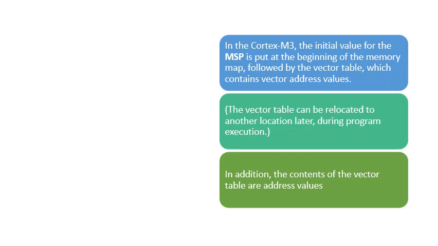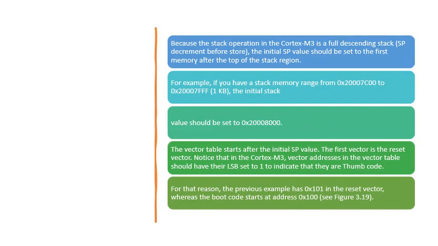The initial value of the MSP is put at the beginning of the memory map, followed by the vector table, which contains the vector address values. The vector table can be relocated to another location later during program execution. So what is this vector table? We shall see later. Since we have the stack operation, the Cortex M3 is a fully descending stack, as we have seen in the previous video.